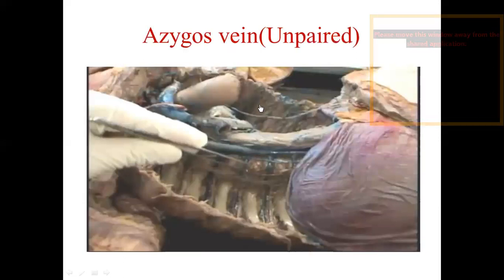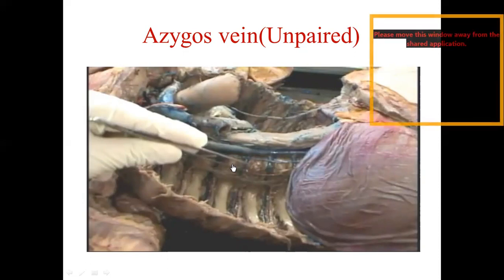Azygous vein. The meaning of azygous is also unpaired. So in thoracic cavity, when we open up the thoracic cavity and remove lung and heart, we will see a azygous system of veins on one side, which is arching towards the superior vena cava.